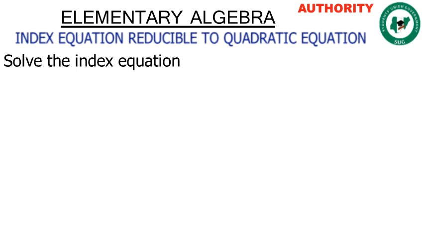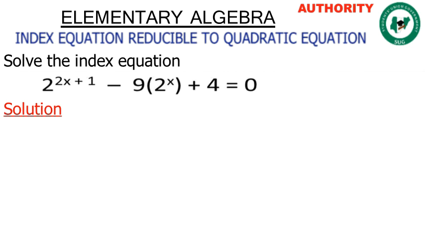Alright, let's continue. Number 8. We are still on index equation reducible to quadratic equation. This question says, solve the index equation 2 raised to power 2x plus 1 minus 9, open bracket, 2 raised to power x, close the bracket, plus 4 is equal to 0. This is what we are being asked to solve. Now let's see what we can do.